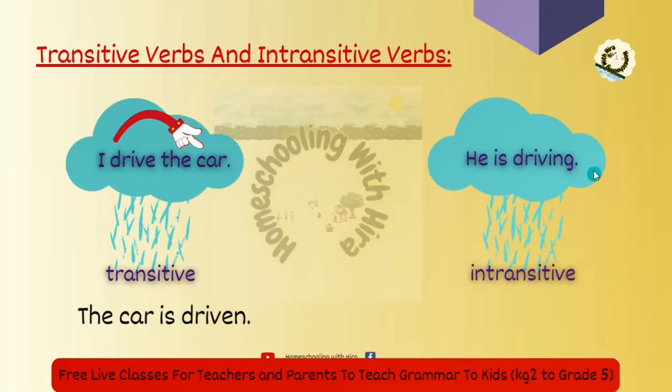He's driving. So जब हमने object को mention नहीं किया कि वो क्या चला रहा है, तो ये जो आपका verb है is driving, ये आपका verb intransitive बन गया, क्योंकि इसके बाद ऑब्जेक्ट नहीं लिखा हुआ. सही है, समझ में आ गई बात.